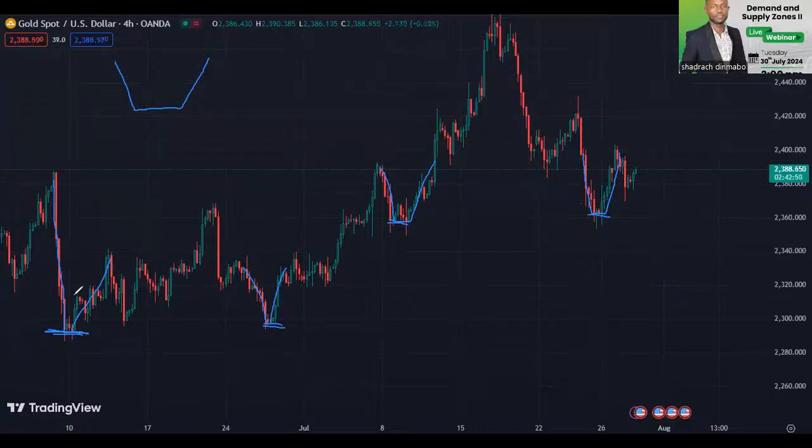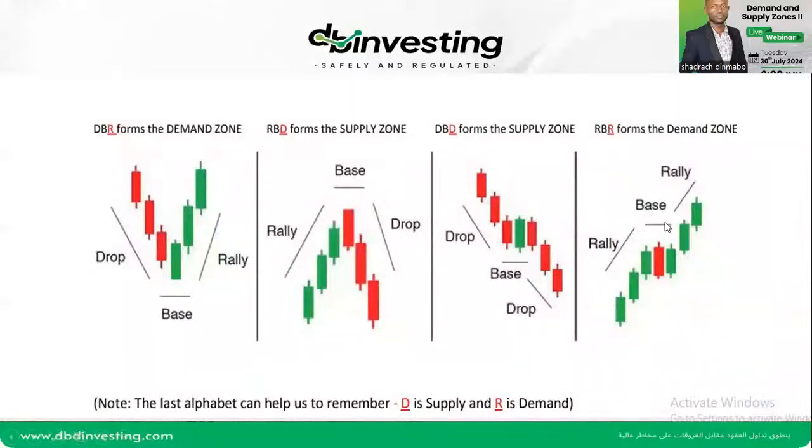So that is it. You can see the basic formation for the drop base rally, which is the demand zone formation. We are looking at demands. The other formation for the demand zone that we're going to look at is this one, which is the rally base rally. Now let's come back to the chart and see that.